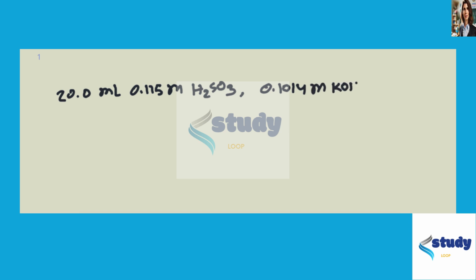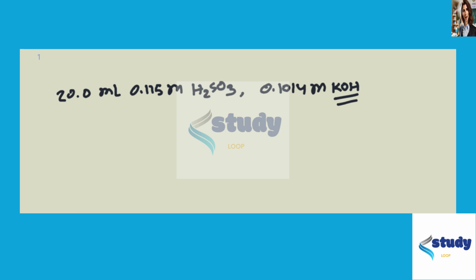So in this problem, we are provided with a 20 milliliter sample of 0.115 molar sulfurous acid, which is H2SO3, and which will be titrated with a 0.1014 molar KOH. And we have to find the volume of this base added at each equivalence point.